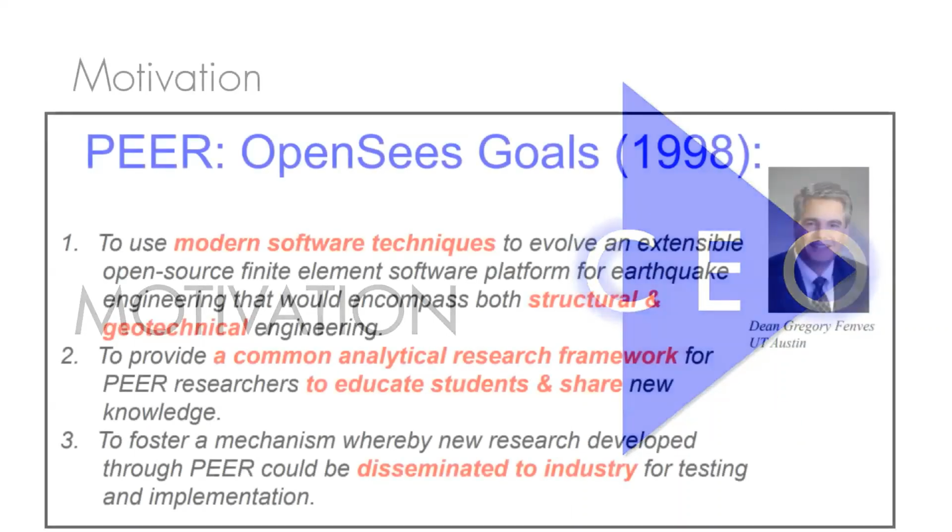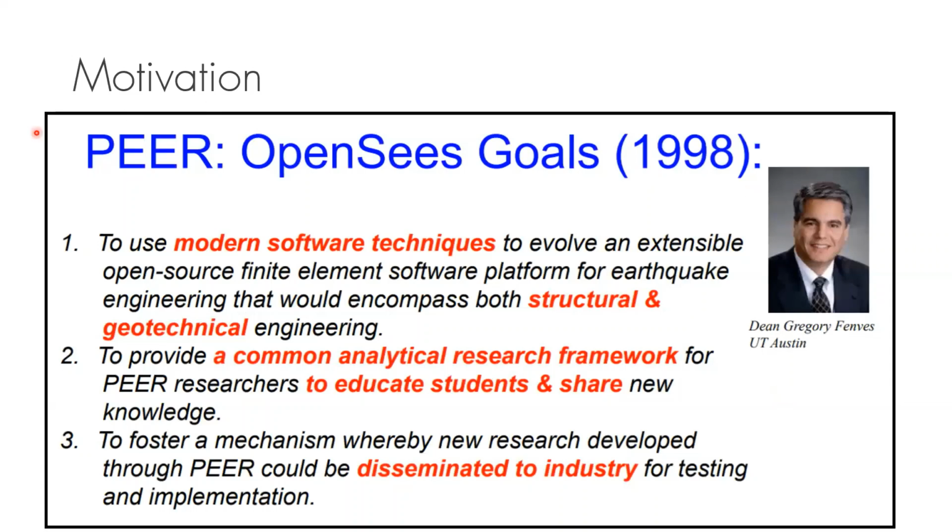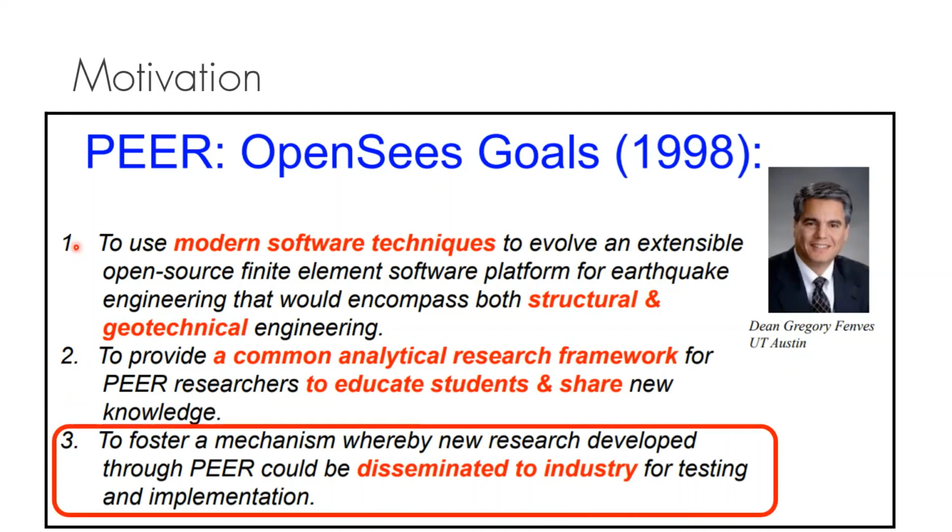It really started by finding this slide. I remember seeing this as a graduate student, like 10 plus years ago. Really, the number 3 over here, one of the main 3 objectives of OpenSees, is to develop new models to improve the analytical capabilities for researchers, but also to foster some kind of mechanism where the research can be implemented directly into practice and disseminated into industry.